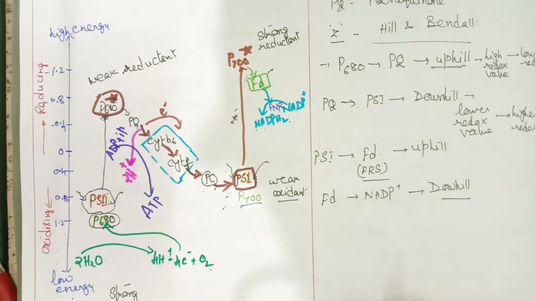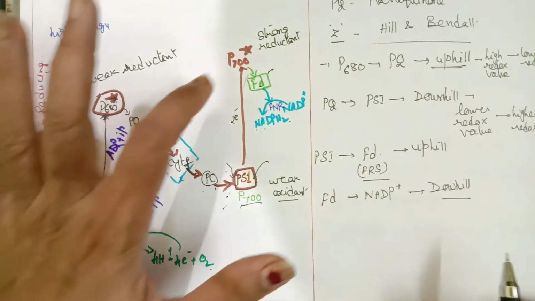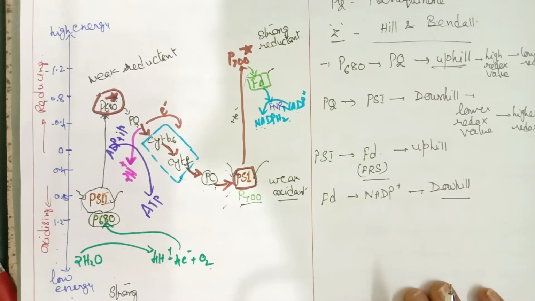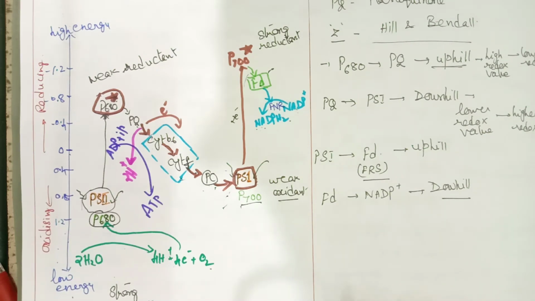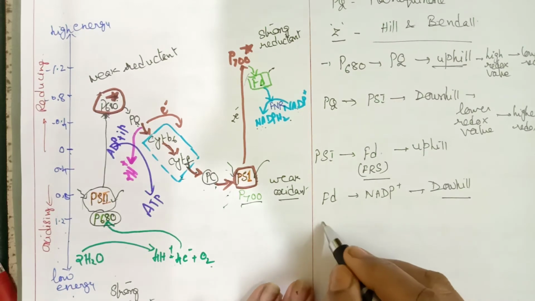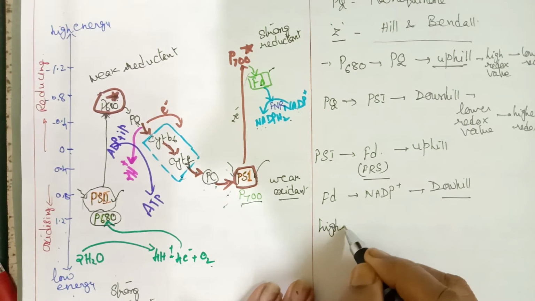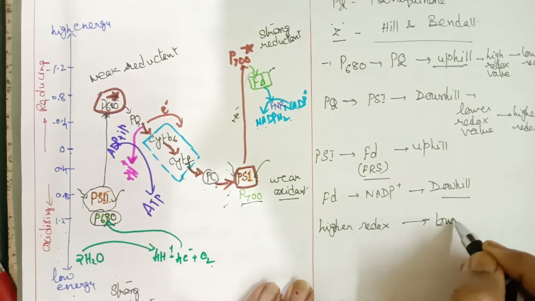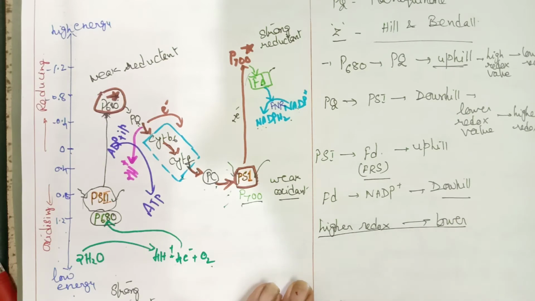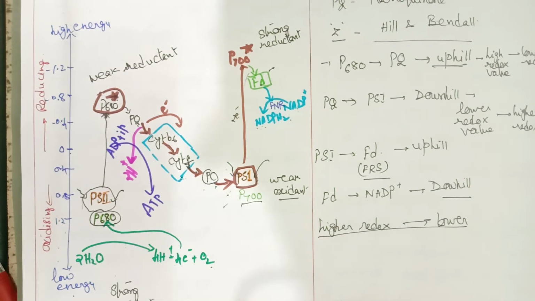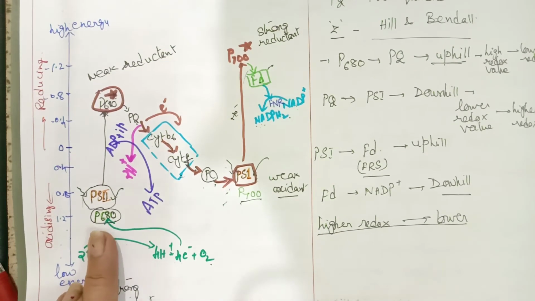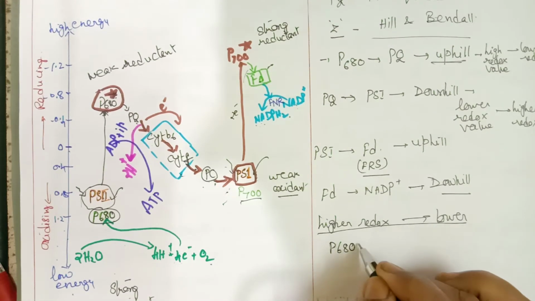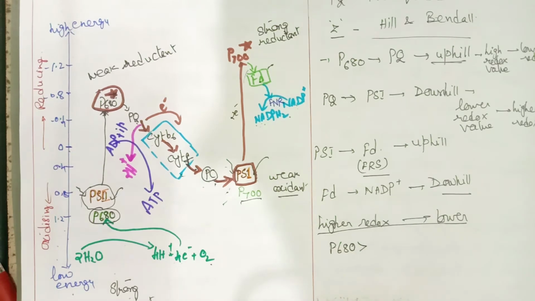Now we can arrange these different electron carriers and these different photosystems in one particular sequence with respect to redox potential. Suppose we arrange in terms of higher redox value to lower redox value. Let us arrange in this manner. Higher to lower redox value. Highest redox value we find for P680. P680 has the highest redox potential value.